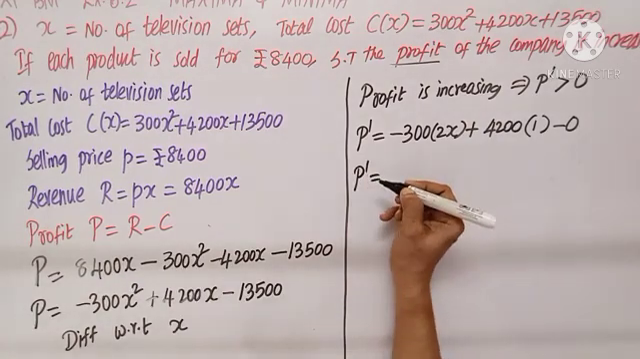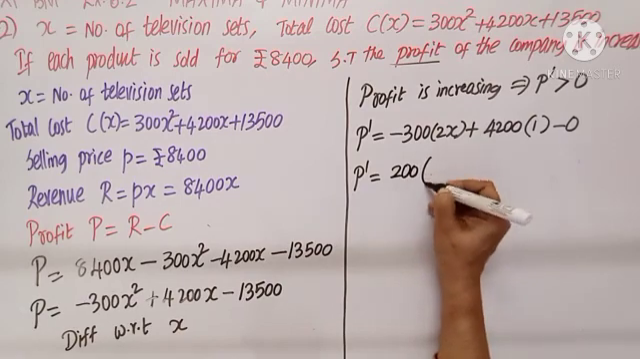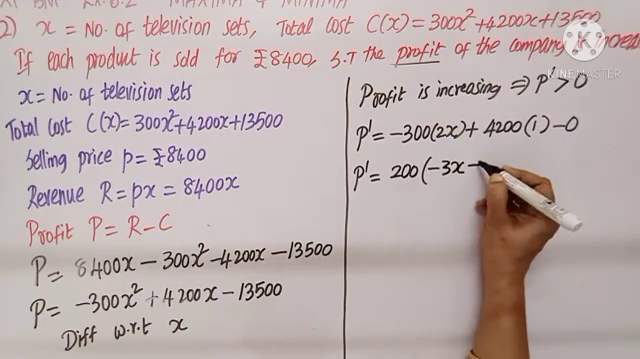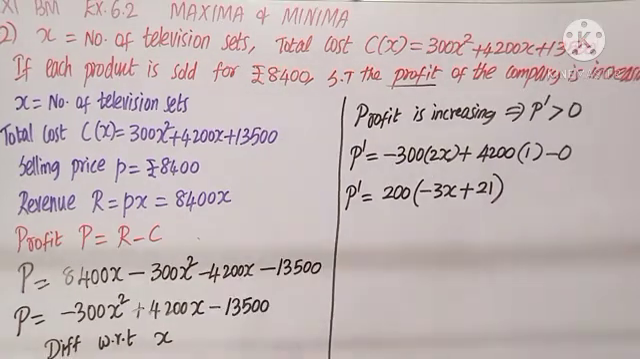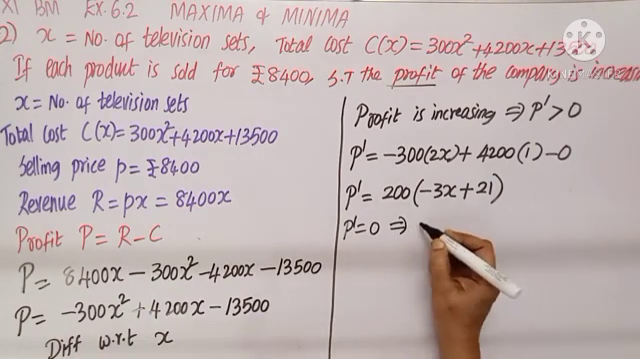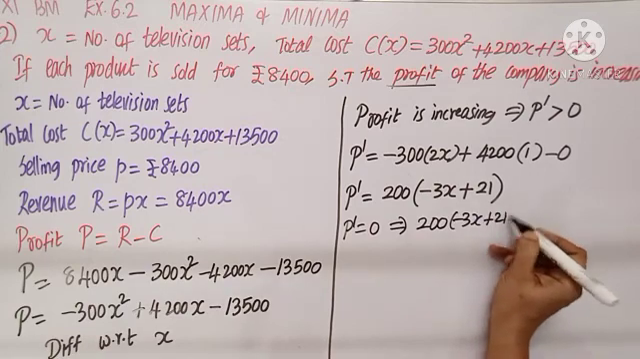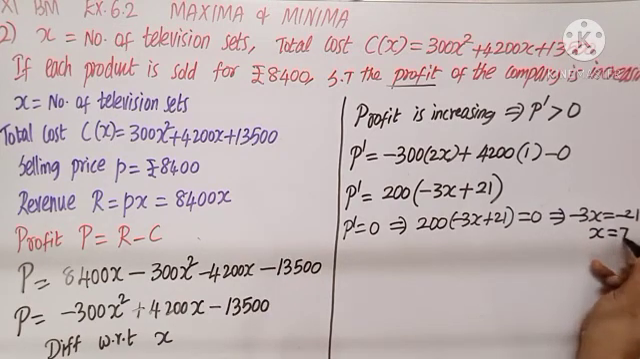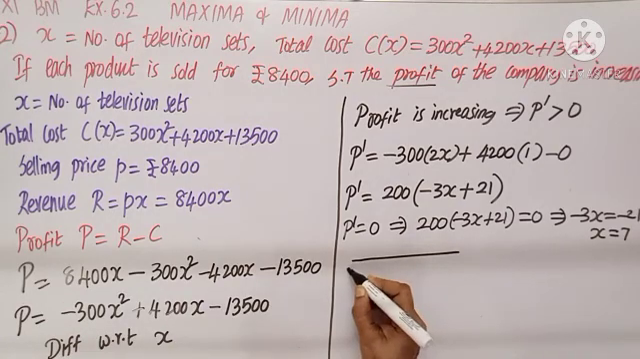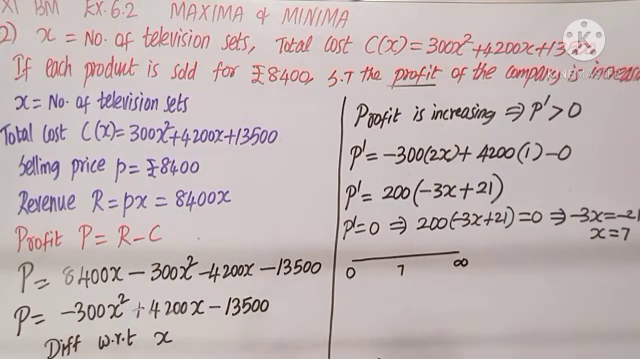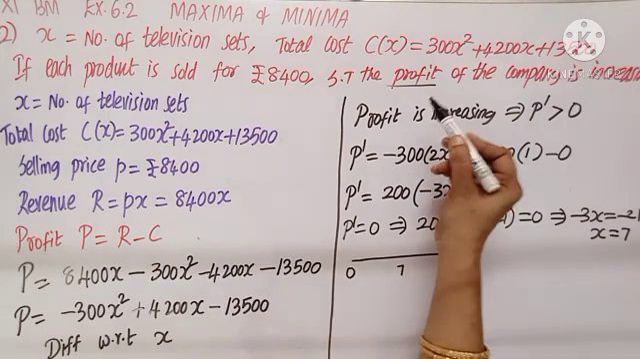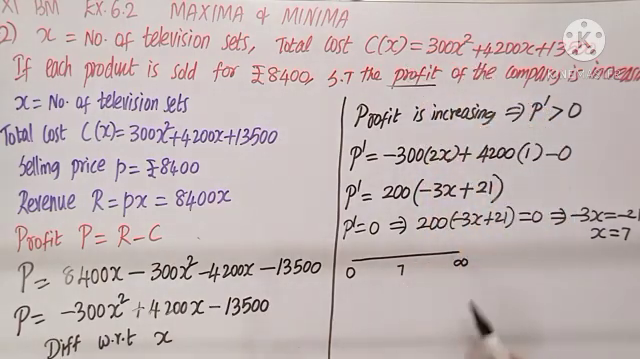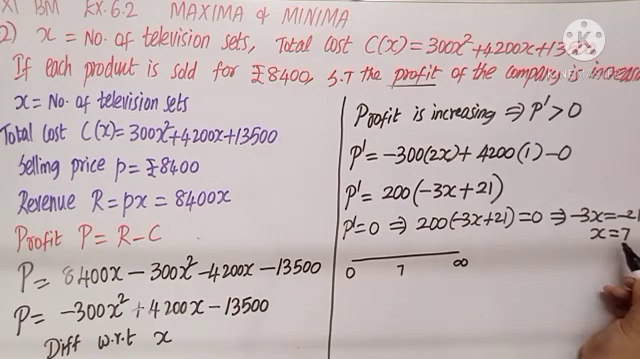P dash, as I take the common number out, it is 200 and my answer is minus 3x plus 21. P dash equals 0 implies 200 into minus 3x plus 21 is equal to 0, or minus 3x equals minus 21, x is equal to 7. Divide the number line 0, 7, infinity. So there are two intervals because profit, cost and output deal with 0 to infinity. I can draw the number line only from 0 to infinity. I get x is equal to 7.